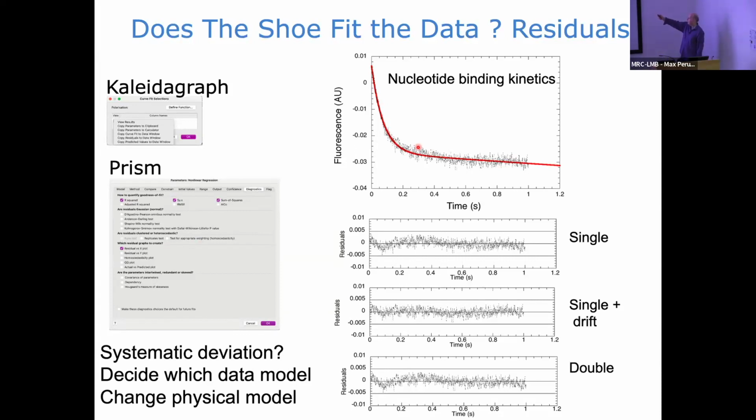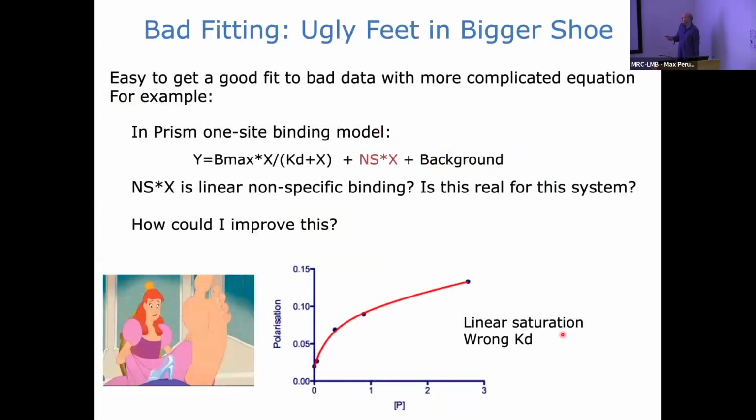In this case we've got nucleotide binding kinetics, and a single exponential isn't really fitting. There seems to be some variation here. If we put in a double exponential, it's still not fitting well. Then we add another function, a bit of drift in the signal, and that fits better. If you've got a systematic deviation in your data, you've got to think about whether to change the physical model of what's actually happening. One thing you don't want to do is have bad data and think, I'm just going to put more parameters in to fit it.